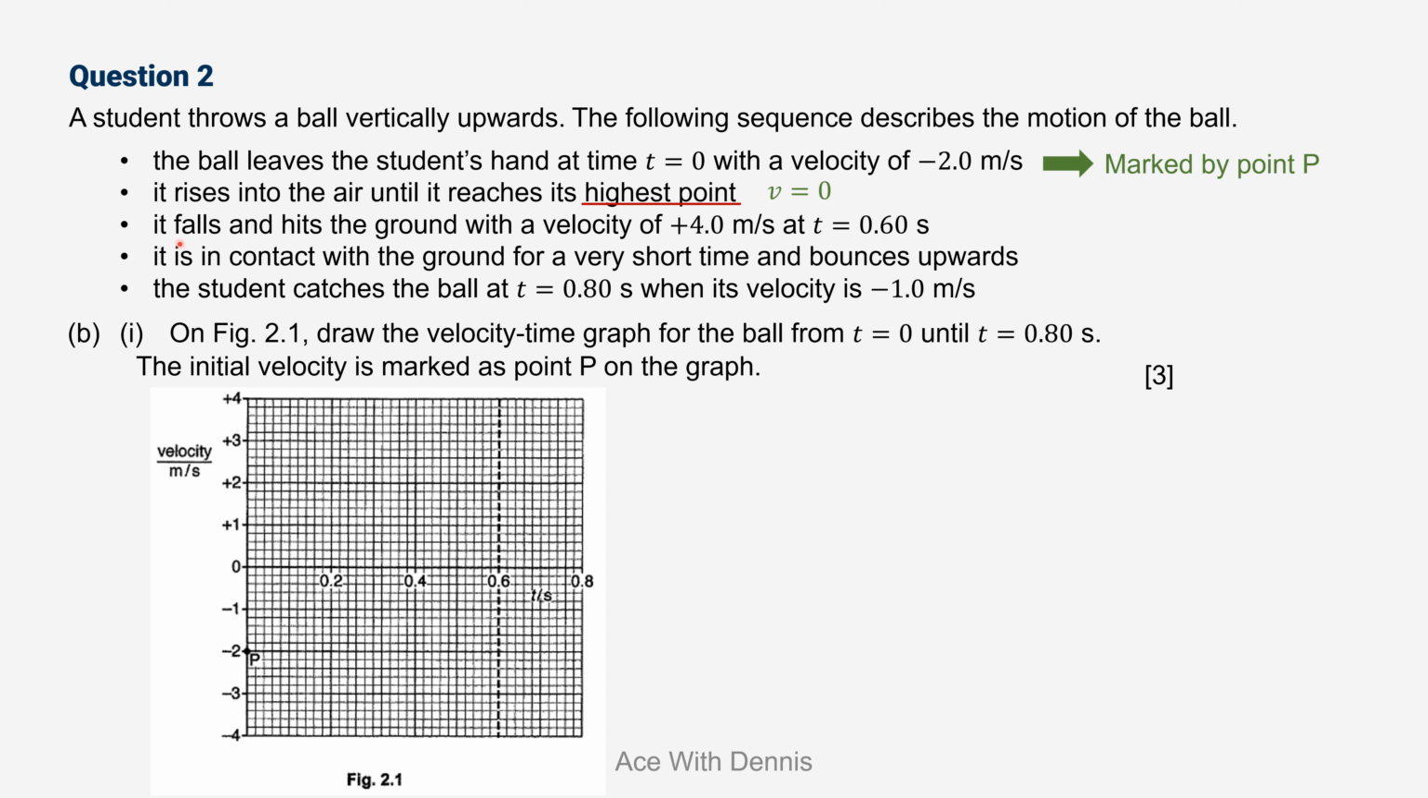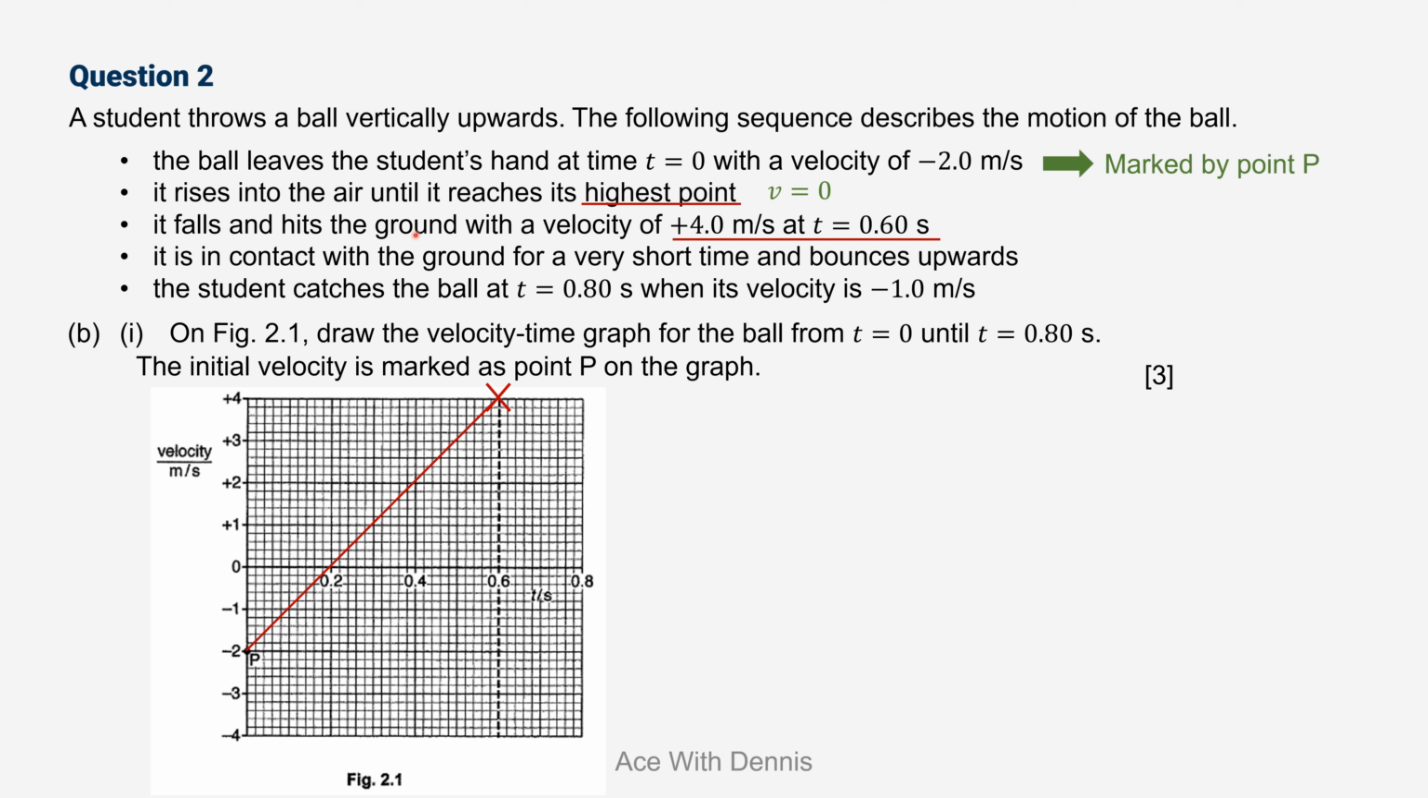The next point is it falls and hits the ground with a velocity of positive 4.0 meters per second at t equals 0.60 seconds. Based on this information, I can plot the graph at time 0.6, the velocity is positive 4.0 meters per second. Then I join point P with this point with a straight line, and as we can see here, when the time is 0.2 seconds, the velocity equals 0. So this answers the second point.